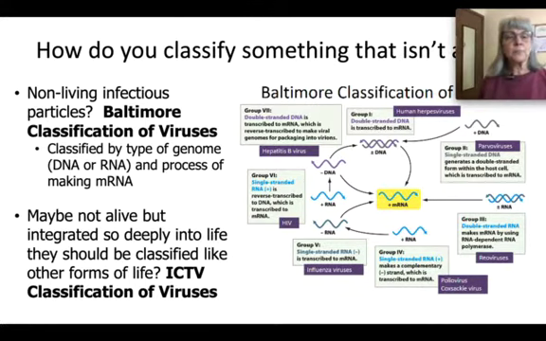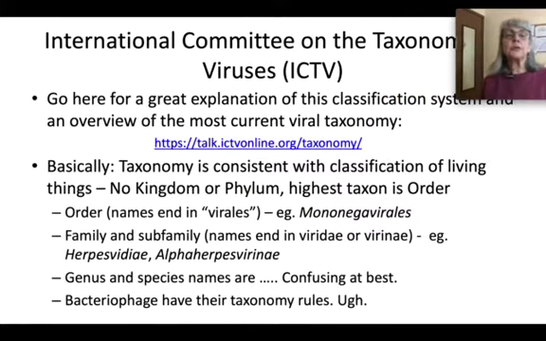The second method is basically approaching viruses maybe not as being alive, but classifying them like they're living organisms. This is done by the ICTV, known as the ICTV classification of viruses. I'll show you on the next slide, they pretty much have followed along the lines of Linnaean taxonomy in classifying these viruses. ICTV stands for International Committee on Taxonomy of Viruses.